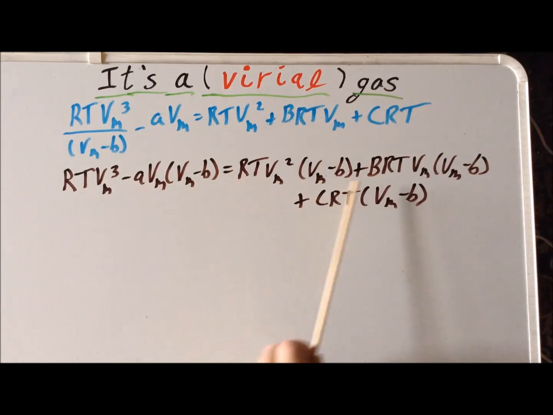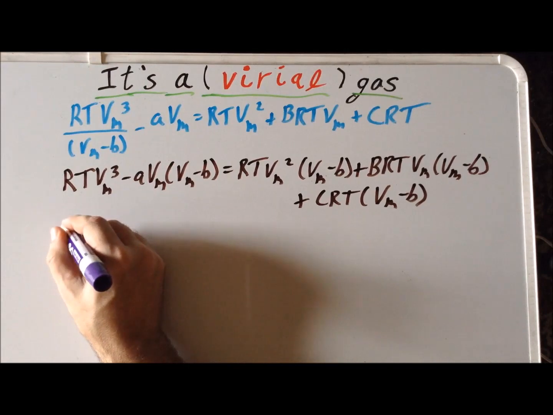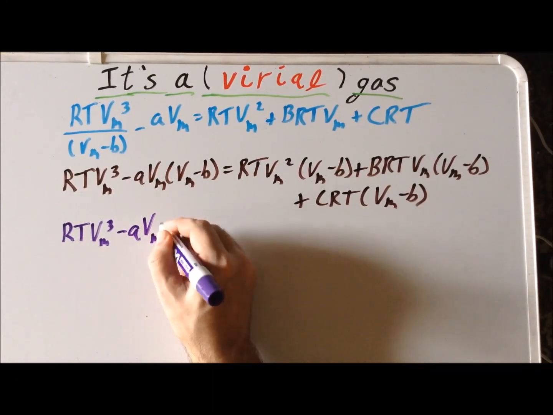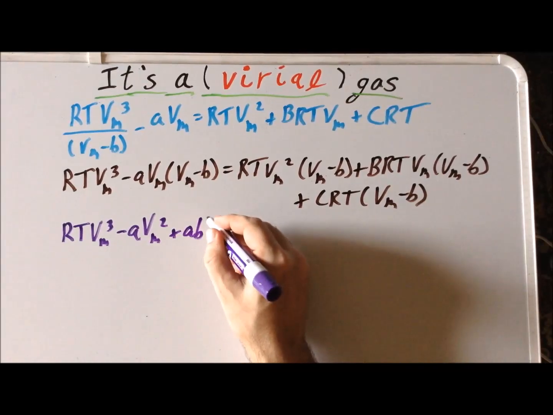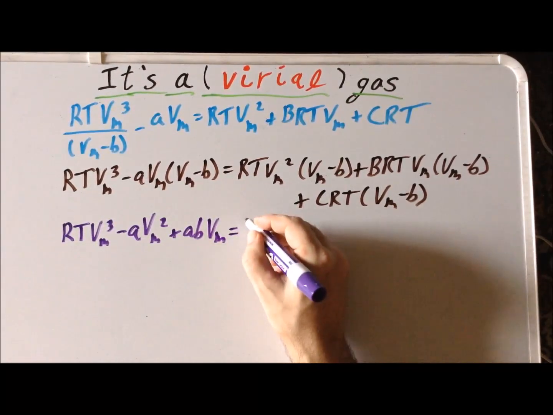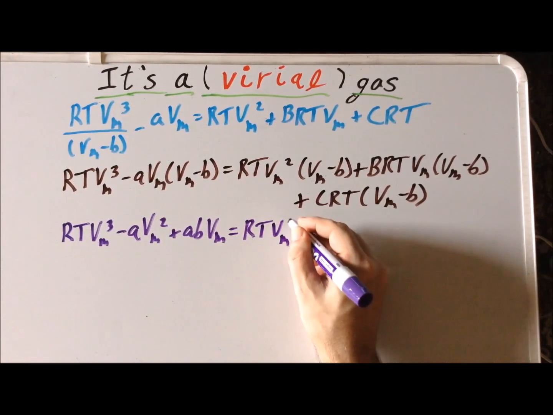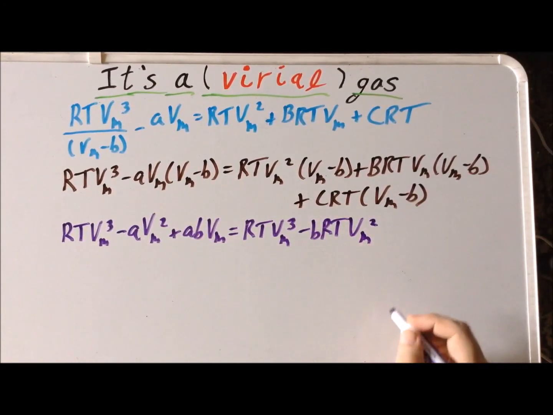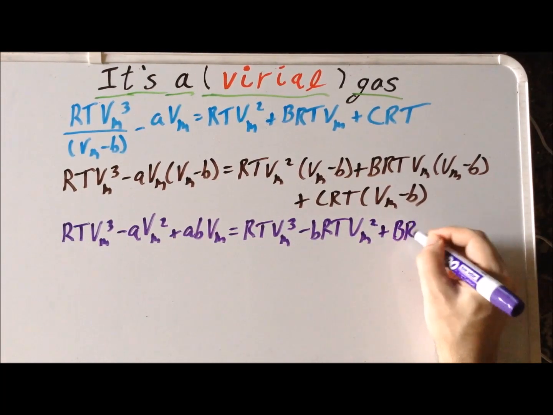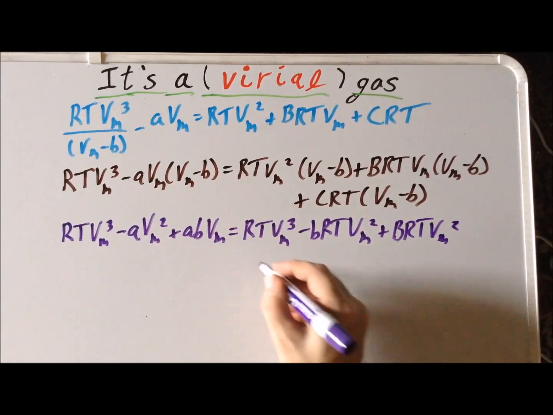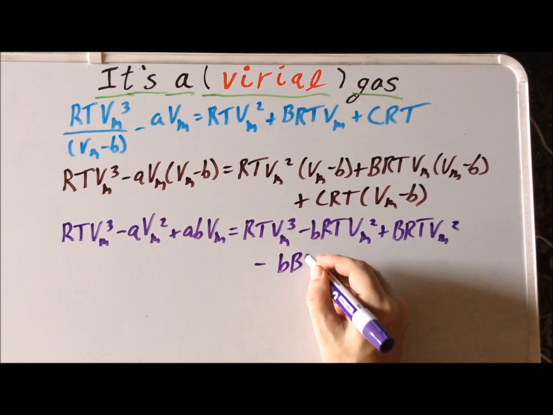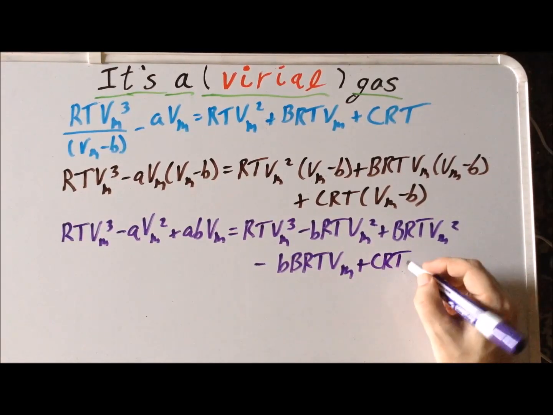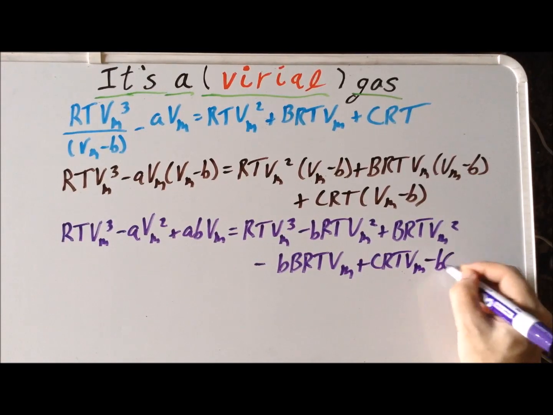Next, we use the distributive law to multiply out these expressions, which gives us RT times the molar volume cubed minus a times the molar volume squared plus little a, little b times the molar volume, and this is equal to the right-hand side: RT times the molar volume cubed minus little b RT times the molar volume squared, plus big B times RT and the molar volume squared, minus little b, big B, RT times the molar volume, plus C RT times the molar volume minus little b C RT.